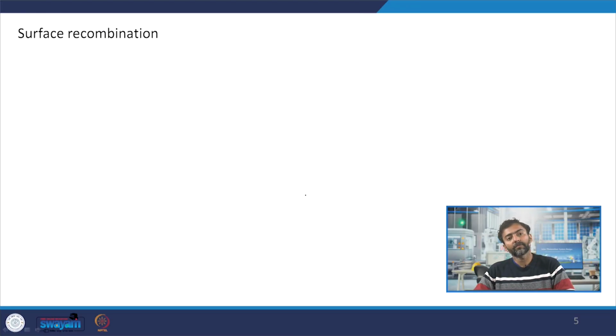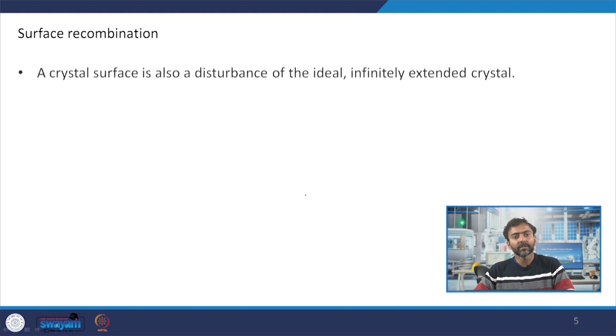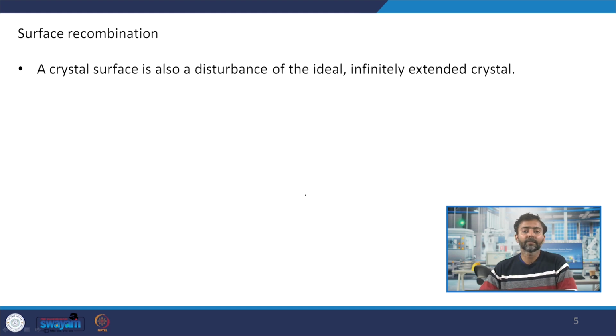The second phenomenon, which again plays a key role in recombination, is known as surface recombination. If we look at the definition for this, first we need to understand what a crystal is. A crystal surface is also a disturbance of the ideal infinitely extended crystal. If you talk about a silicon crystal, theoretically an ideal crystal is infinitely extended. Now we understand there is nothing like infinite extension of any material, but this is still the theoretical concept.